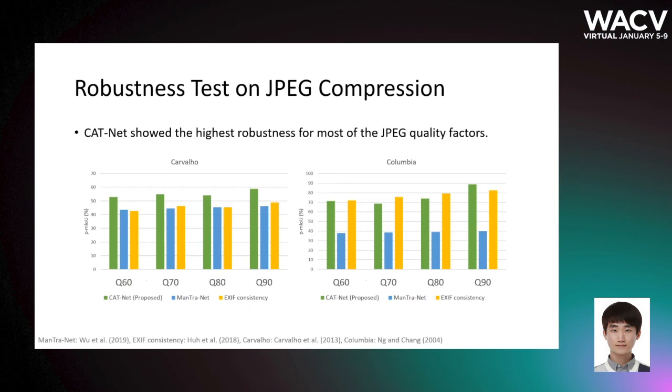This is the robustness test results. CATNet is robust to JPEG compression for various quality factors.